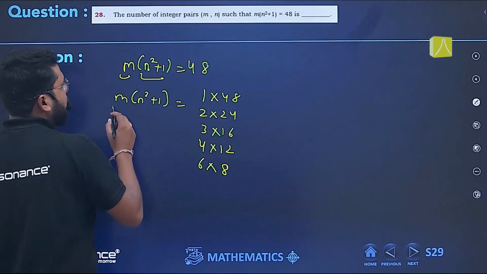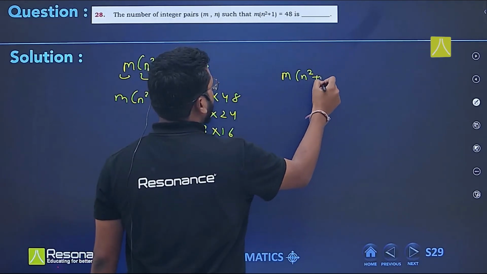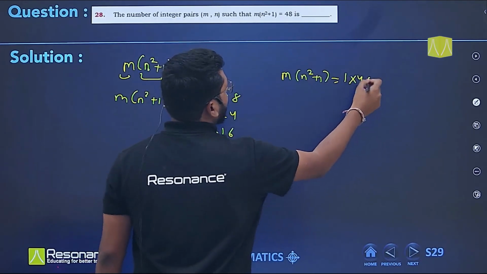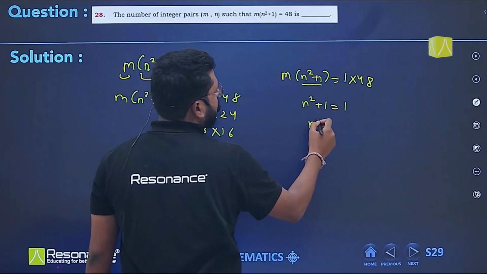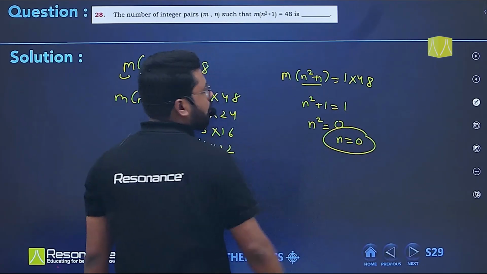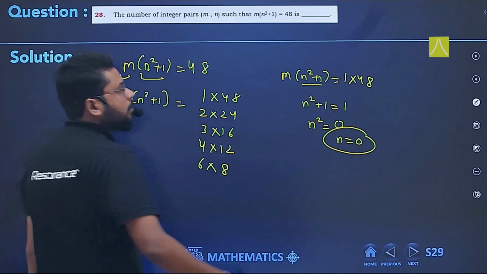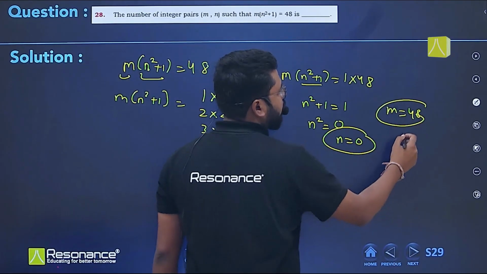Okay, so if you take m into n square plus 1 as 1 into 48, then n square plus 1 equals 1, so n square will be 0, so n is 0. We can take that value, n is 0, because m is 48 here. The first pair is correct.